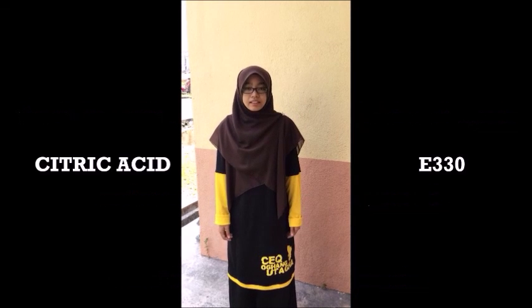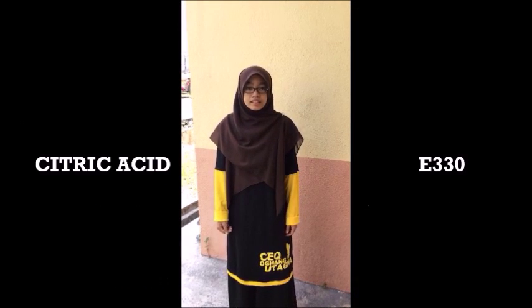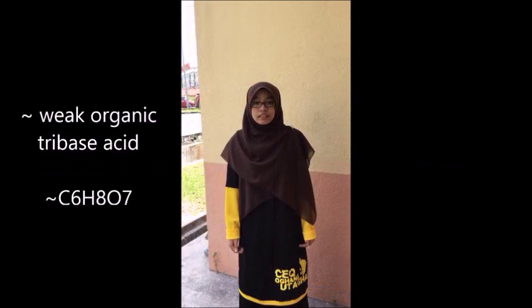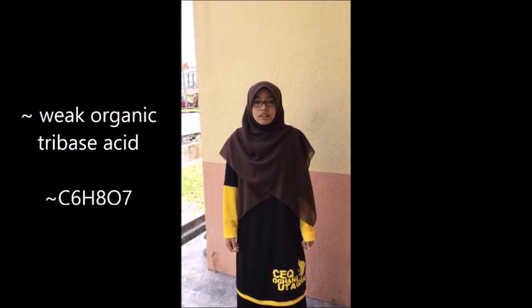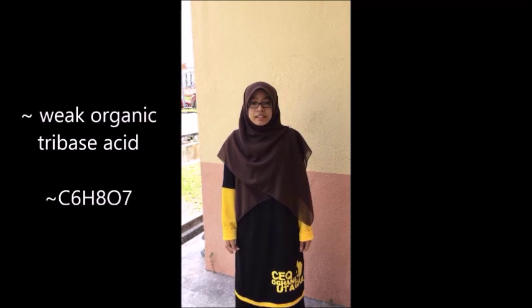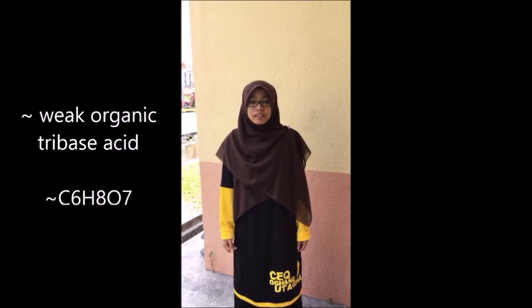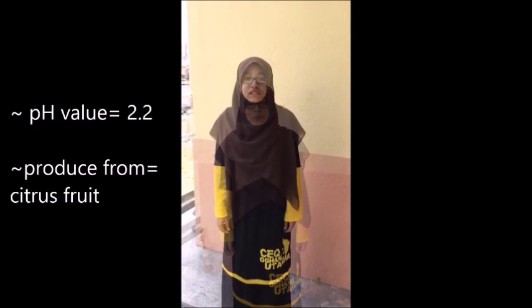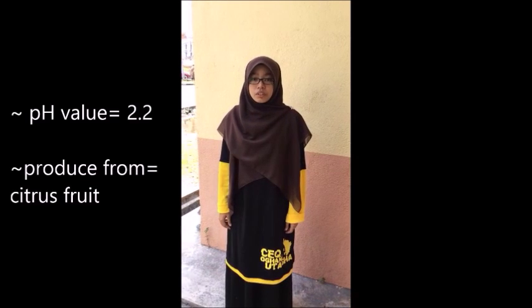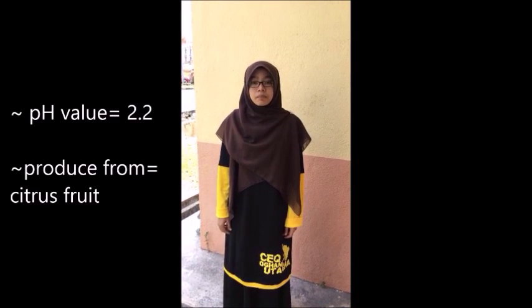Next is citric acid. The E number for citric acid is E330. The formula for citric acid is C6H8O7. The pH value for citric acid is 2.2. It is from citrus fruits such as lemon and lime.